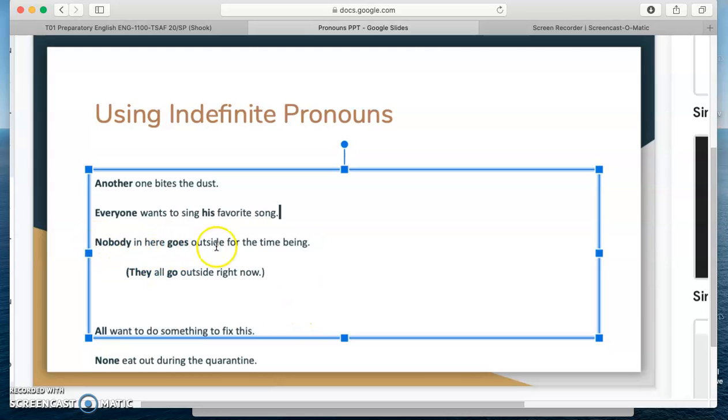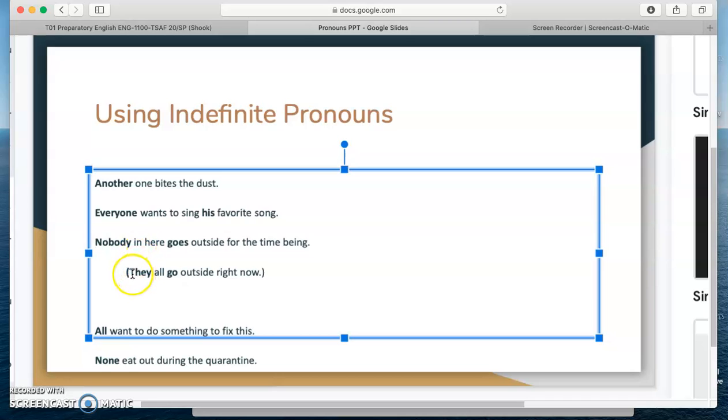Nobody in here goes outside for the time being. Again, we have the singular use of goes. Nobody goes outside for the time being. We're recognizing each individual person in that group of nobody.